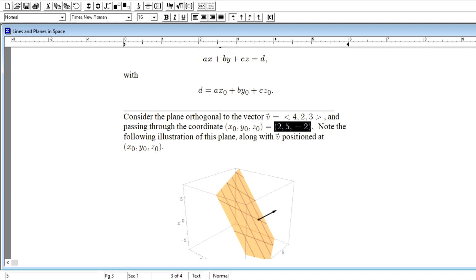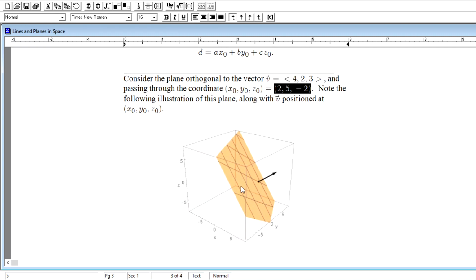Note, here is the illustration of this plane we're describing. It is this flat surface that exists in three-dimensional space here. It is passing through this coordinate 2, 5, negative 2, this location seen right here, where at that location I have gone ahead and positioned my orthogonal vector. This plane is orthogonal to this vector at this location, which is seen here.